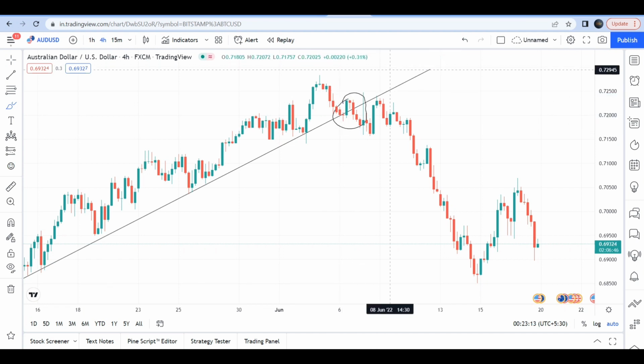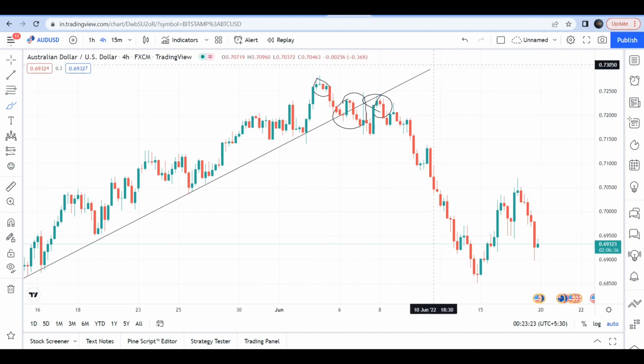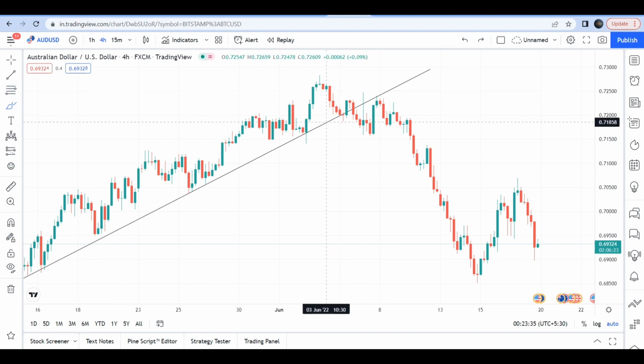When the market broke out, it went back up to form another high, which is this one. But it's not higher than this one, meaning that's just one indication for a reversal. But again, whenever we see a breakout, we wait for the retest.